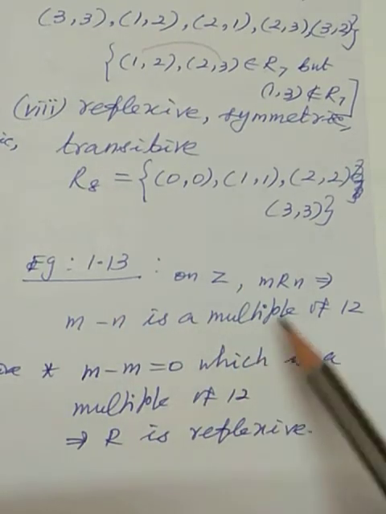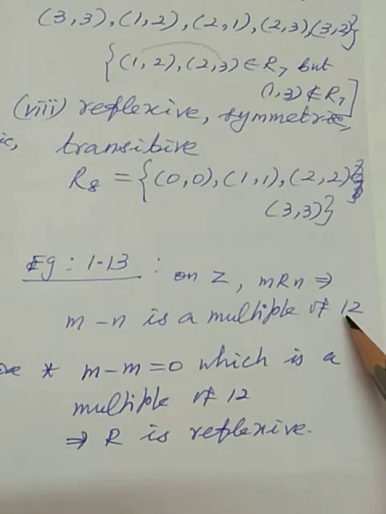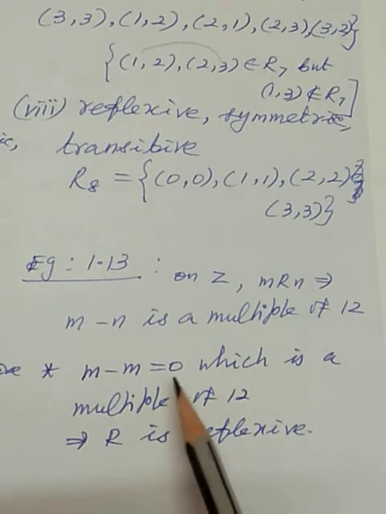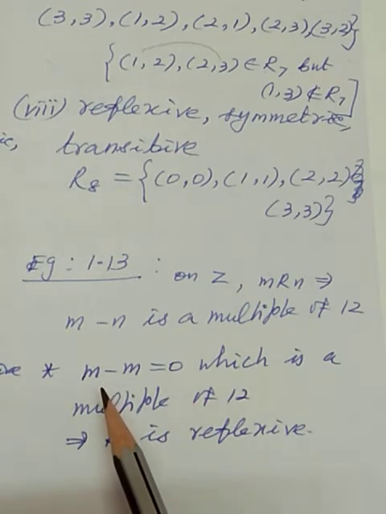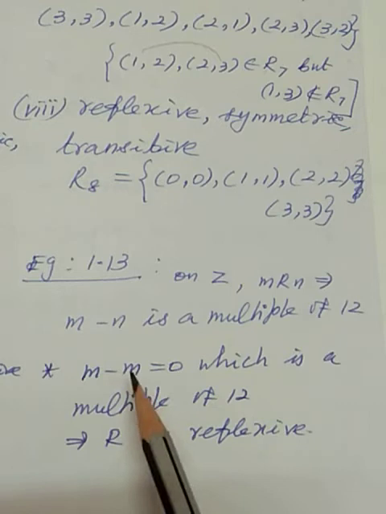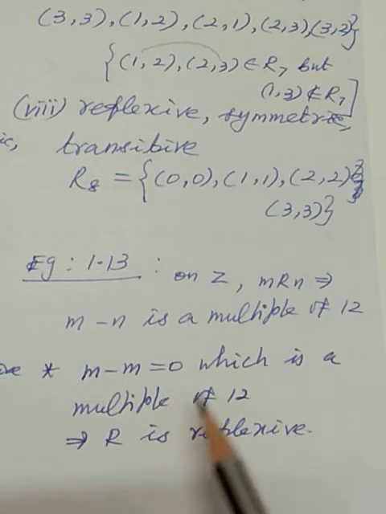M is related to n means m minus n is a multiple of 12. Multiple of 12, we can also say it is divisible by 12. So the first one, you see here, m minus m equal to 0. Is it correct or not? M minus m, so 12 minus 12, 3 minus 3. So m minus m equal to 0, which is a multiple of 12, and hence R is reflexive.